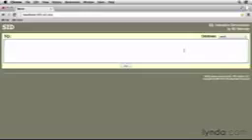MySQL provides a very complete set of numeric and arithmetic functions and operators. Here's a few of the most common. For this lesson, we'll be using the world database. And we're just going to start with some arithmetic operators.